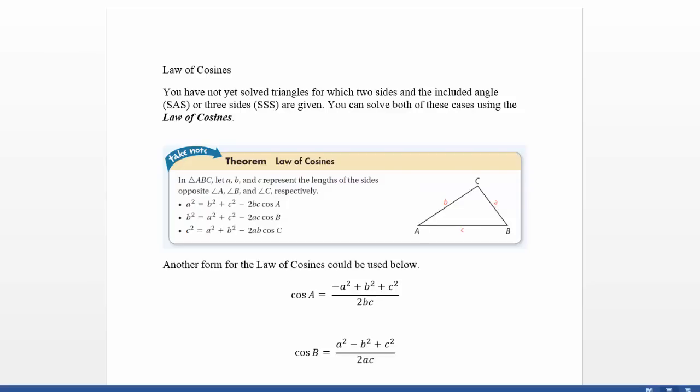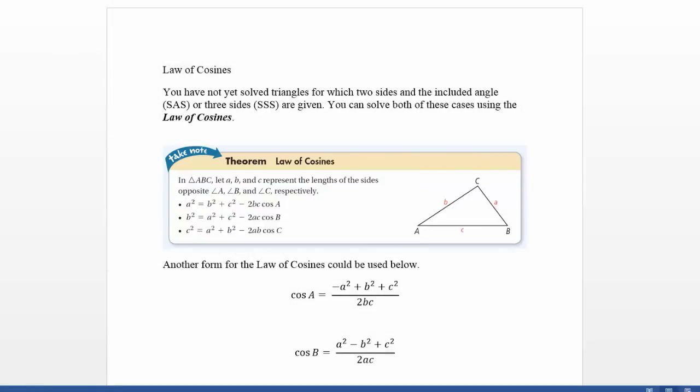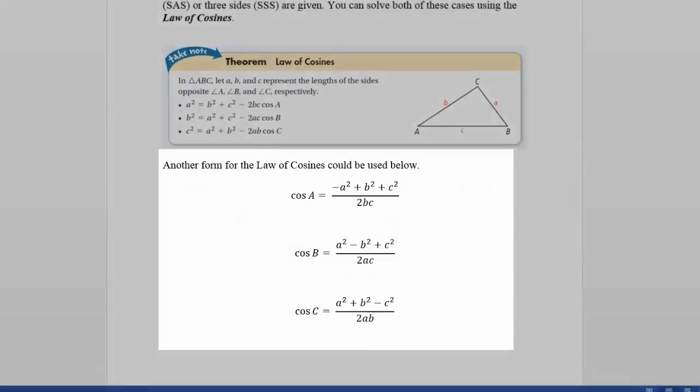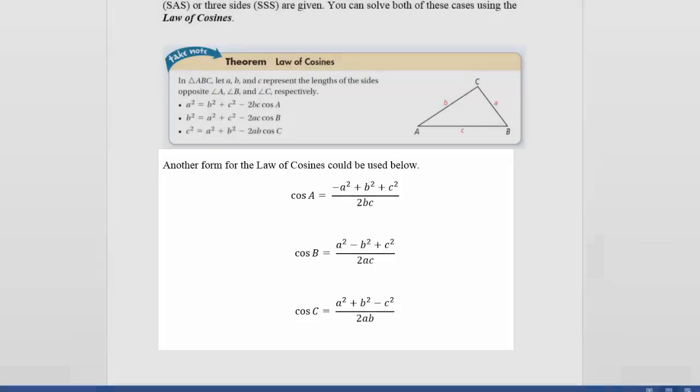And so you can see in this concept box here, we've given you the formula for the law of cosines based on the labeled triangle to the right. Now, we've also given you an option for looking at the law of cosines in a different method, when it's just set up as a cosine statement.